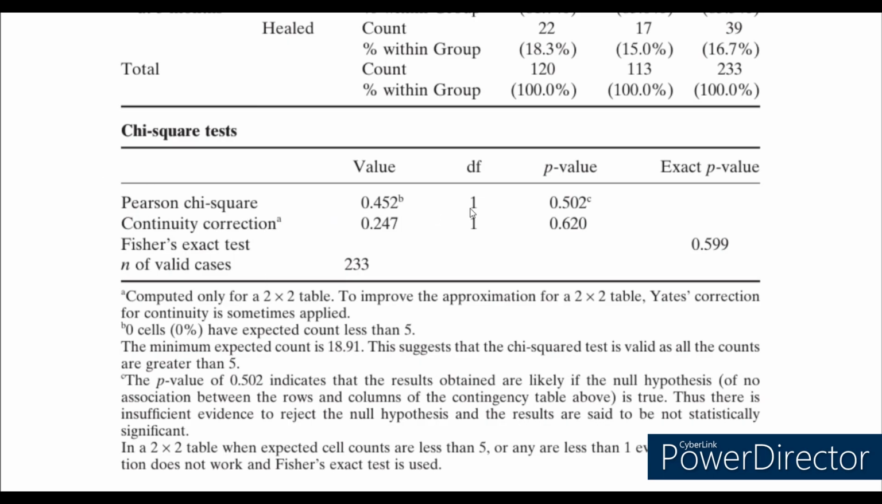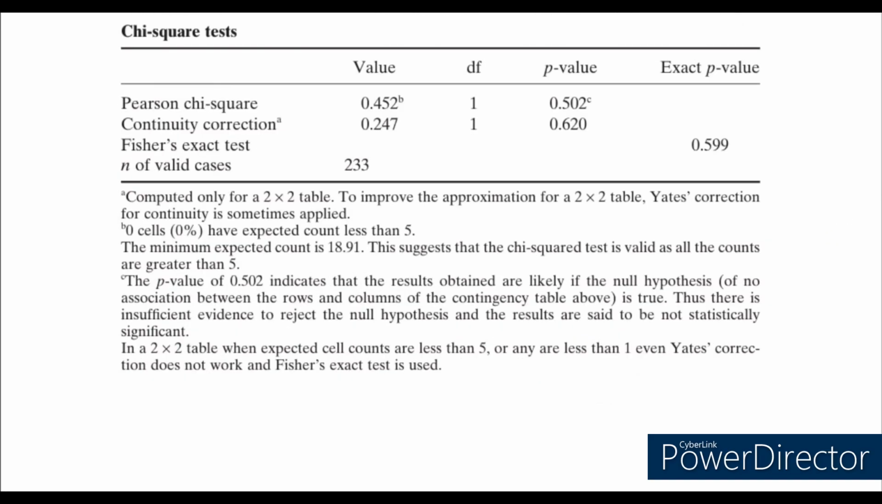The Pearson chi-square test significance value is 0.5. So 0.5 is more than 0.05, right? So in this case, it is statistically not significant. And if the expected cell count is less than 5, then we need to look for the Fisher's exact test. Then we need to look at the p-value provided by the Fisher's test. I hope it's clear.